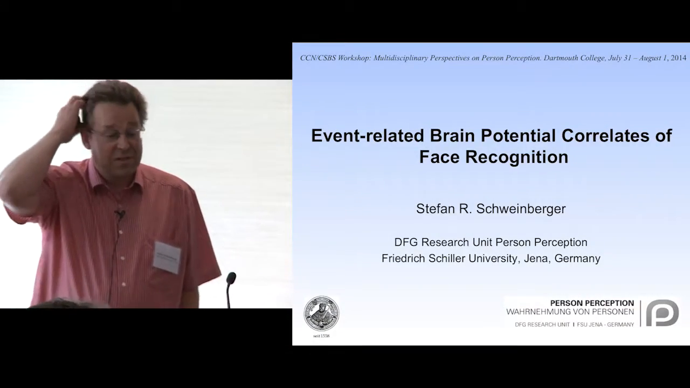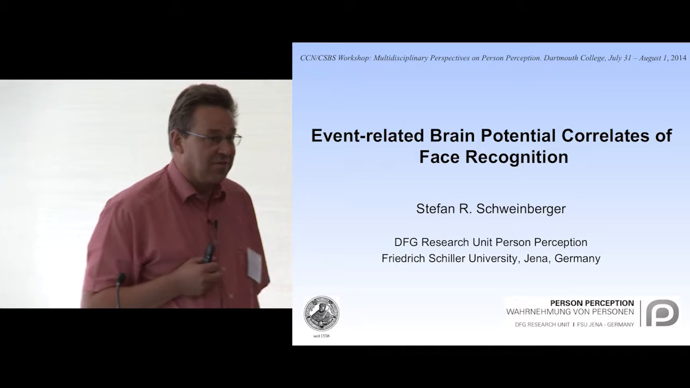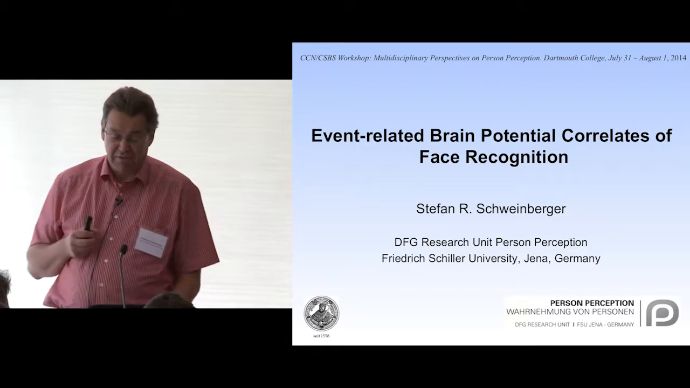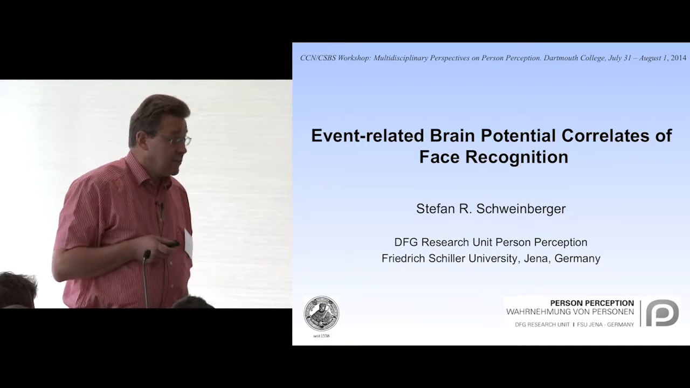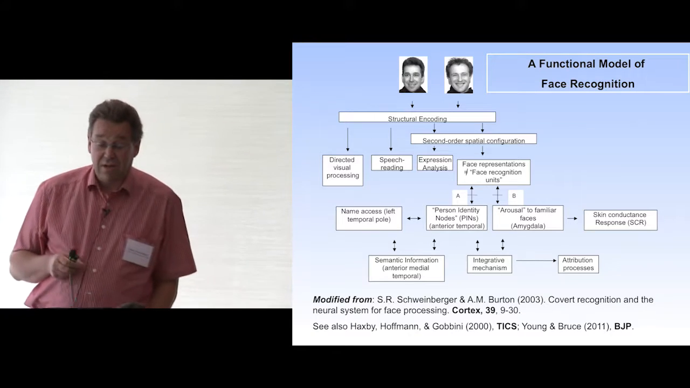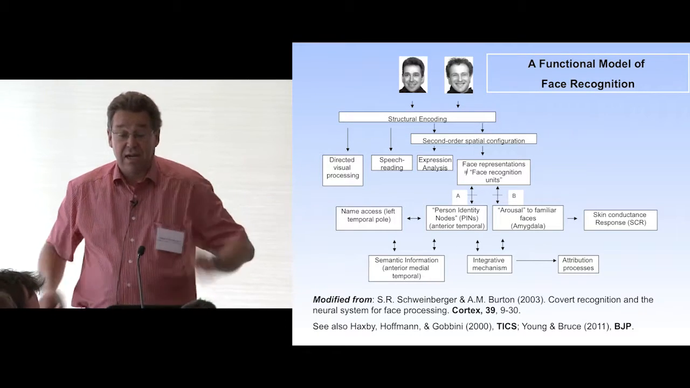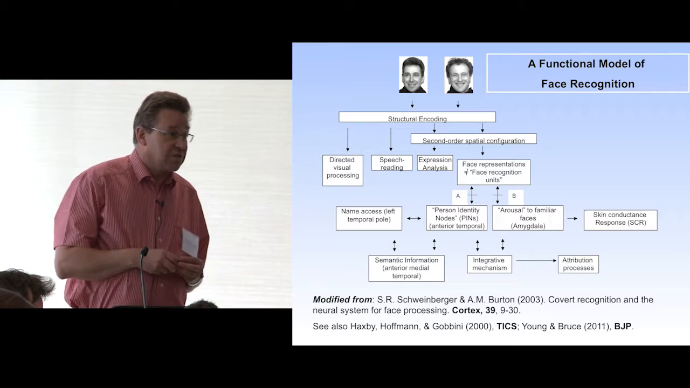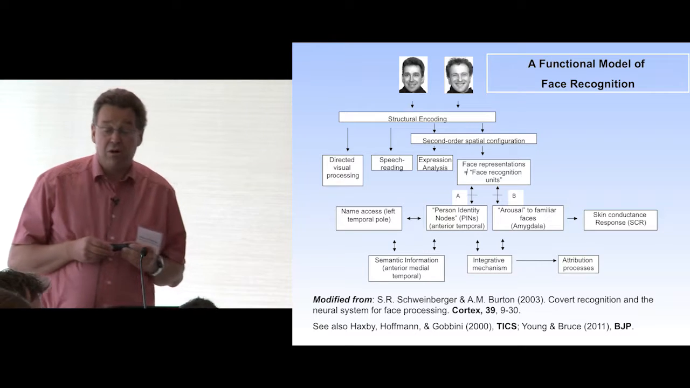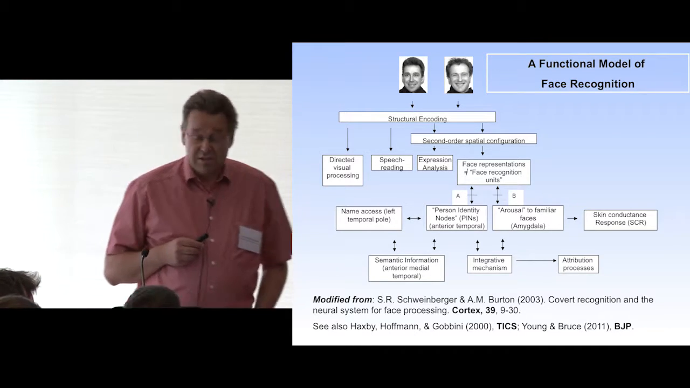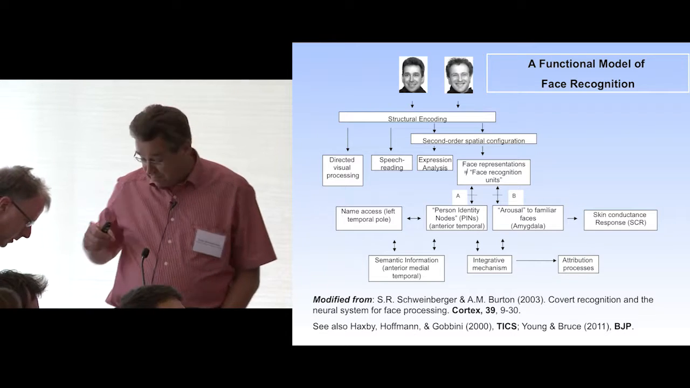Now, in my talk, I'm focusing on ERP correlates of face recognition, so that aspect of neurophysiology, in contrast to the previous talk, a rather macroscopic view on neurophysiology is the topic of my talk. But I would still like to start with a functional model, and this is from a paper that Mike Burton and I published about 10 years ago. But really, it's only an updated version of the famous Bruce and Young model, which tells us that recognizing somebody by their face is a rather complex multi-component process.